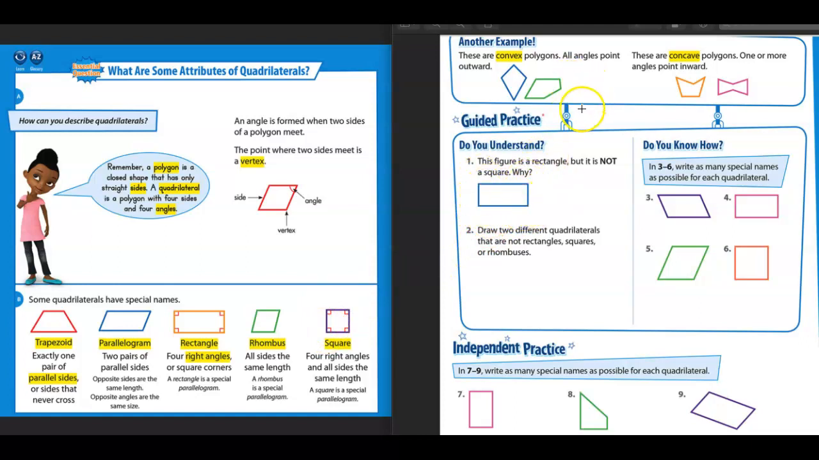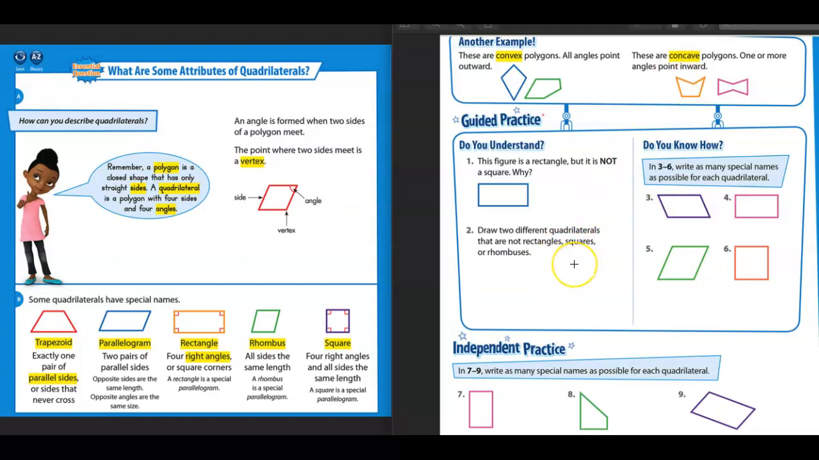I just want to look up here at this example. They're telling you the meaning of convex and concave. So convex are angles that point outward. So you see this one goes outward, this angle goes outward, this angle goes outward. Concave are angles that point inward, and I think of a cave, and a cave goes in, so this is kind of like a cave. It's concave.